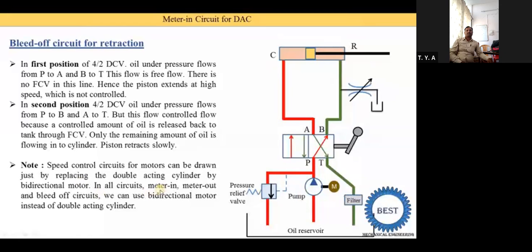In all the circuits, that is in meter out, meter in, bleed off circuits, we can use the bidirectional motors instead of the double acting cylinder. Means in short you only need to change the symbols. Instead of the double acting cylinder you only need to draw the symbol of bidirectional motors.